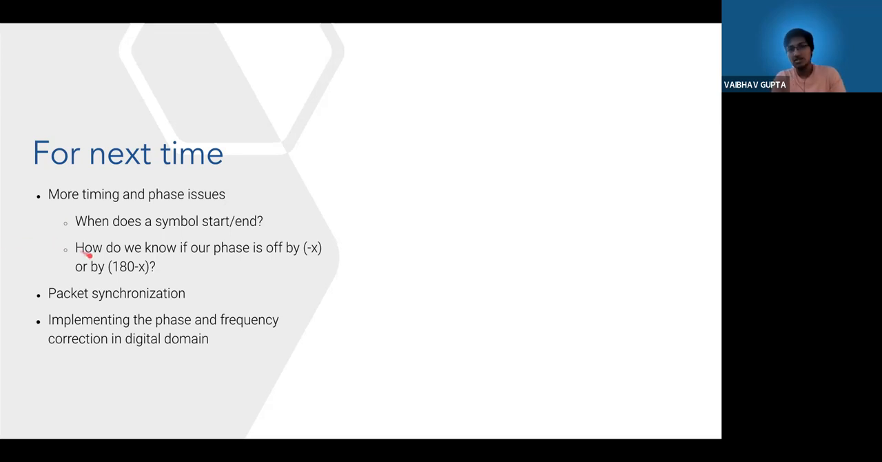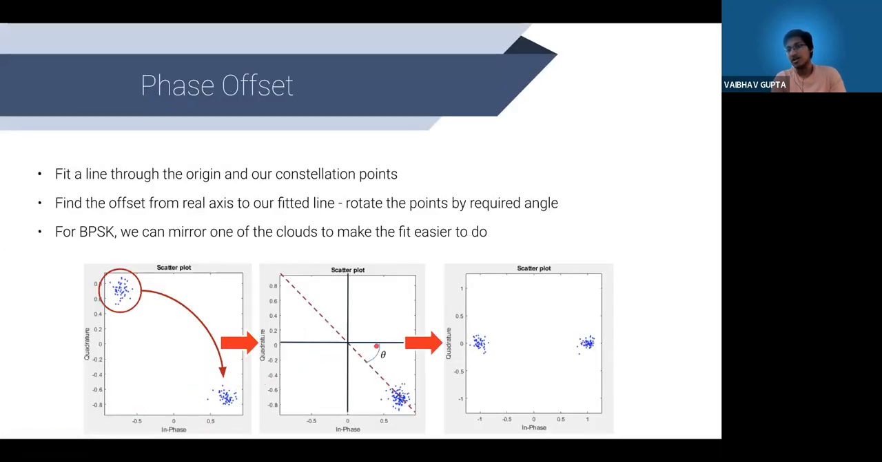The second, though, is something you may have picked up when we were talking about phase rotation. I kind of assumed theta was this offset from the real axis, but it could also be this offset. And how do I know whether it's this smaller offset or this larger offset? Because that basically will be the difference between this cloud being here versus this cloud being here, which means, do I read all my zeros as zeros or do I read all my zeros as ones?